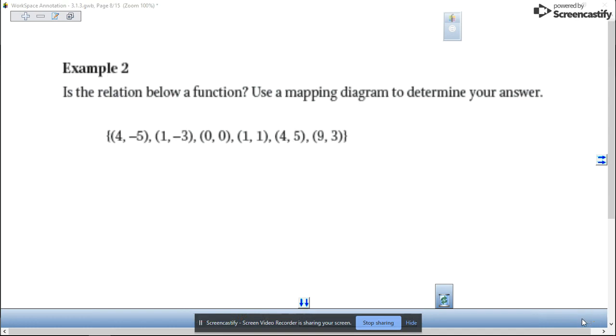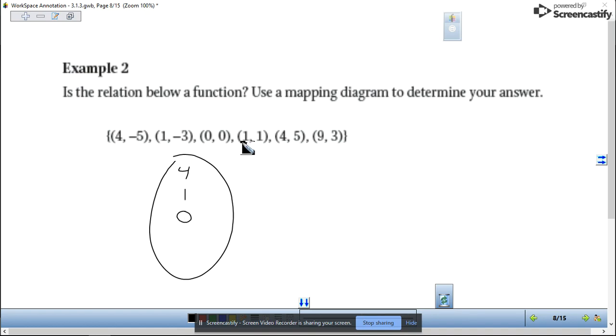All right, let's see if we can fit in one more example at our time here. Is this a function? Again, use your mapping. So we got 4, 1, 0, 1 again, so I'm not going to rewrite it. 4 again, I'm not going to rewrite that, and 9. Then I have a secondary one where we have -5, -3, 0, 1, 5, 3.